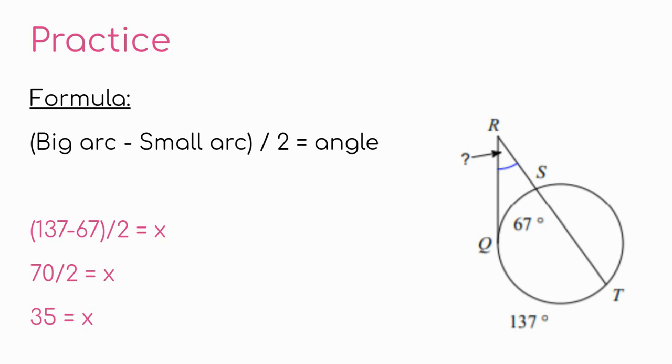So you take your big arc, 137, minus your small arc, 67, divided by 2. 137 minus 67 is 70, divided by 2 is 35, so that angle R would be 35 degrees. And that's all I have for secant-secant. So here's our formula, big arc minus small arc divided by 2 equals angle. You can go ahead and start the exit ticket now.